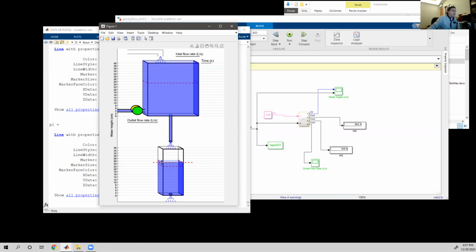And that's very nice. We reached the set point, but unfortunately we have a problem. We overshoot the set point. Water keeps increasing.